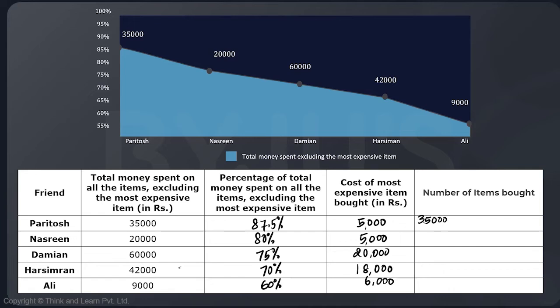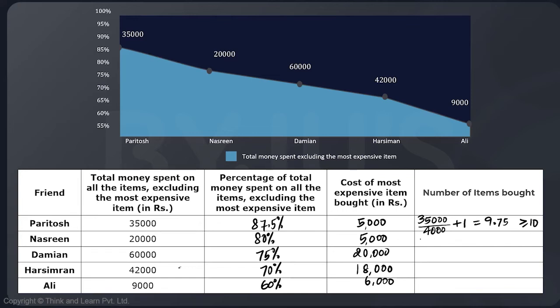And if we divide it by 4,000 and then add 1 to this, because we have one expensive item, this is going to give us 9.75. So the number of items bought is going to be more than 9.75, as in it's going to be at least 10. So we will write greater than or equal to 10.